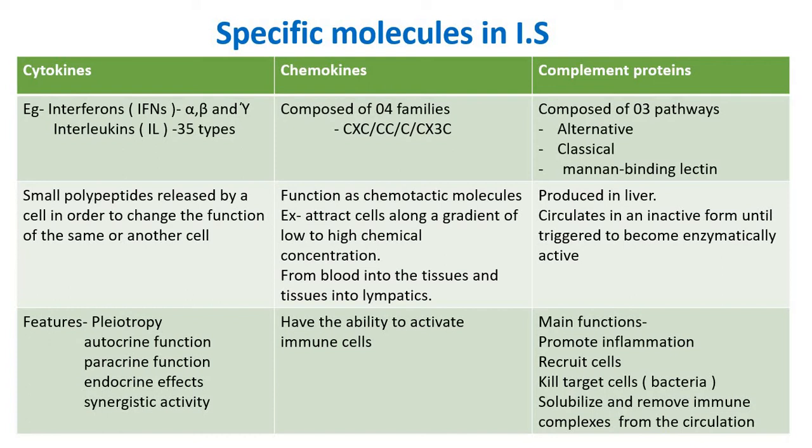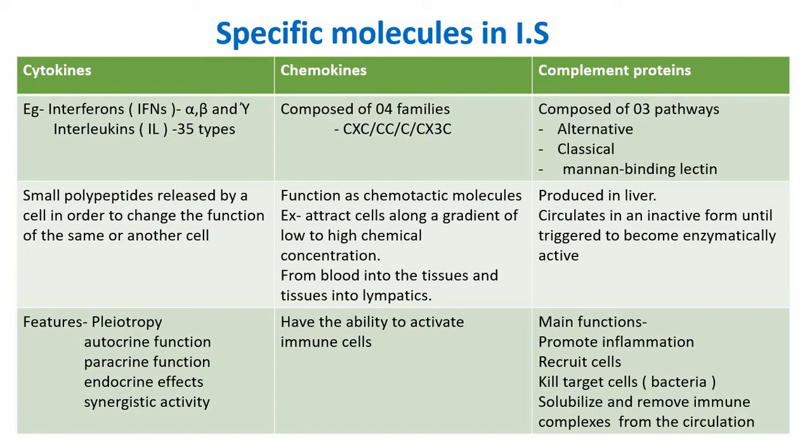The main function of chemokines is to act as chemotactic molecules. They attract cells along a gradient from low to high chemical concentration, from blood into tissues and then from tissues into lymphatics. Another main function of chemokines is the ability to activate immune cells.